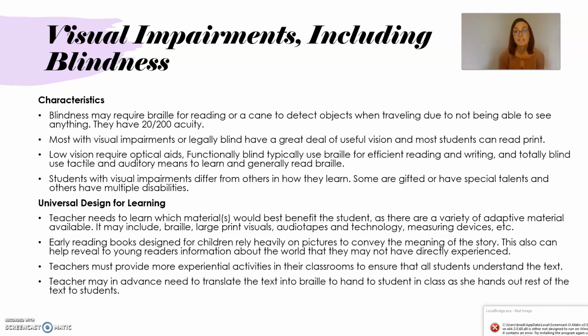Visual impairments include blindness. Blindness may require braille for reading or a cane to detect objects when traveling. Most students with visual impairments or who are legally blind have a great deal of useful vision, and most can read print. Low vision requires optical aids. Functionally blind students typically use braille for efficient reading and writing, and totally blind students use tactile and auditory means to learn and generally read braille. The teacher needs to learn which material would best benefit the student, as there is a variety of adaptive material available.